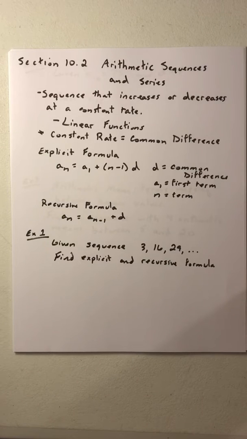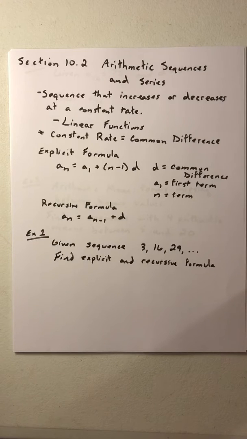In section 10.2, we're going to focus in on a special kind of sequence and series called an arithmetic sequence. An arithmetic sequence is a sequence that increases or decreases at a constant rate. We also know these as linear functions. When we talk about the sequence, we're looking at a constant rate. That constant rate, the slope of our linear function, is also called the common difference of an arithmetic sequence.